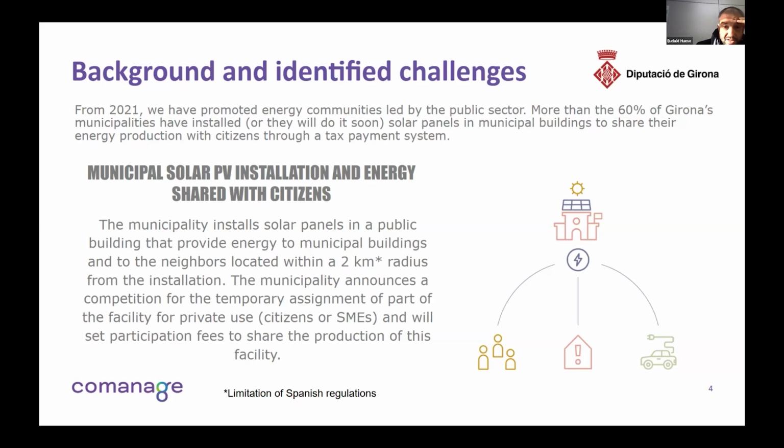And then the municipality announces a competition for the temporary assignment of part of the facility for private use by citizens or small or medium enterprises, and they will set a participation fee, a tax, to share the production of the facility.